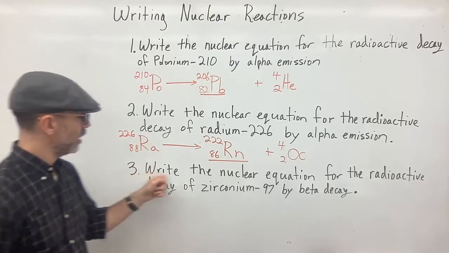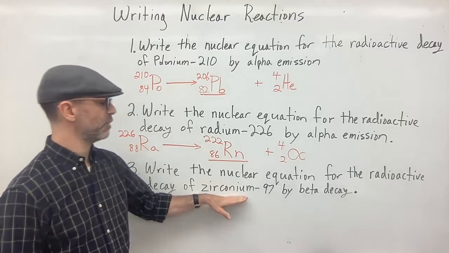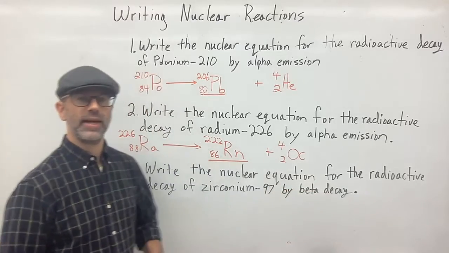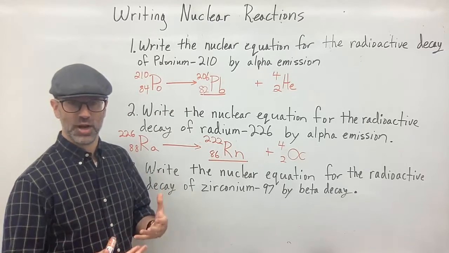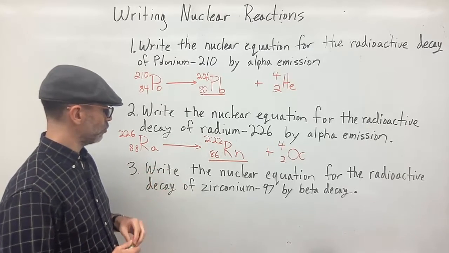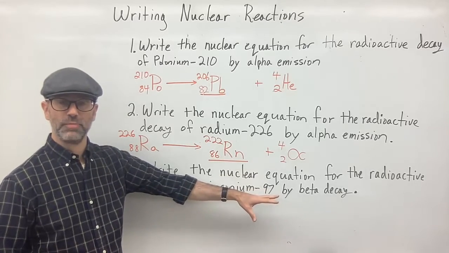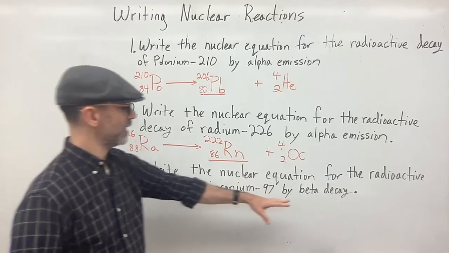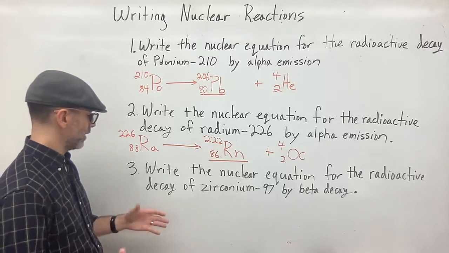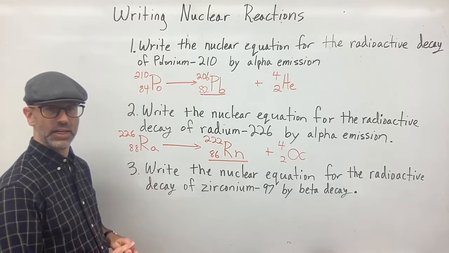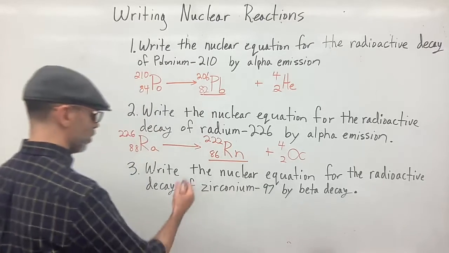All right, let's do our next one. So here we want to write the nuclear equation for the radioactive decay of zirconium-97 by beta decay. So beta decay, you have to remember, is the release of an electron by the nucleus. We're going to call that negative particle a beta particle. So we release a beta particle, which is basically an electron from the nucleus. And so we need to describe that by an equation. So again, we start with what we're given. This is our parent isotope, zirconium.